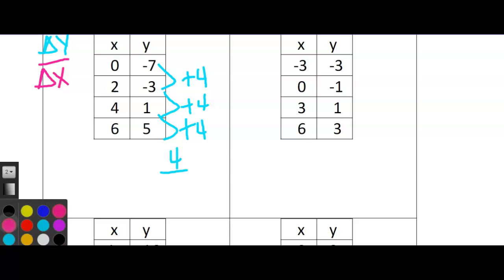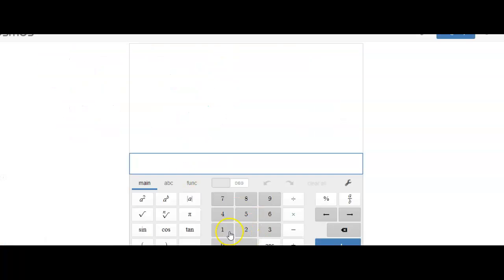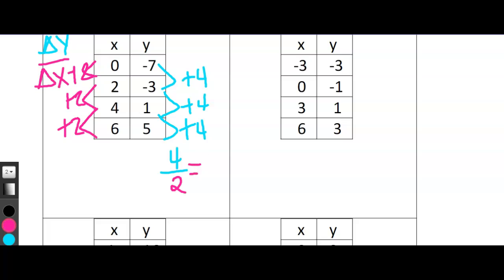And then if I figure out my change in my x's, that's going to be a plus 2 going all the way down. So 2 on the bottom. Now, remember you always want to make sure you simplify. And 4 over 2, again, you can use your Desmos or your handheld, but 4 divided by 2 is 2. Just kind of walking you through this easily for the first one.